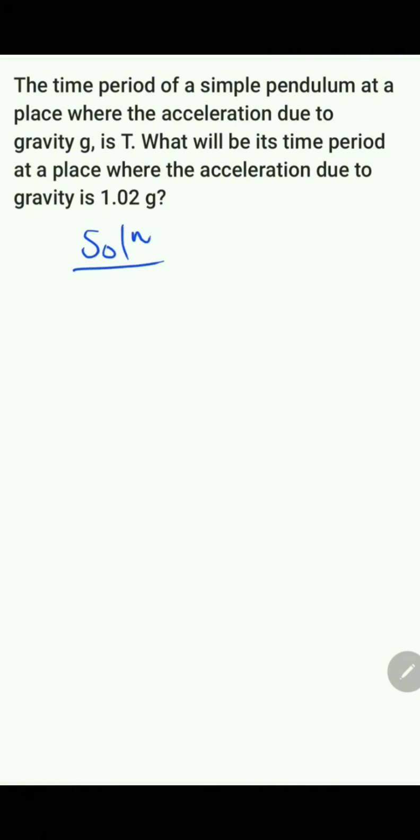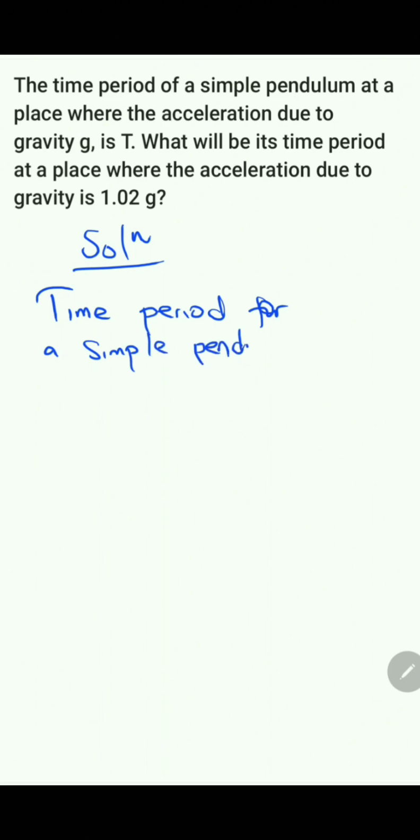Alright, so now for a simple pendulum, the time period for a simple pendulum is simply given as T equals 2 pi multiplied by the root of the length divided by acceleration due to gravity. Okay, so this that we have is simply the time period when the acceleration due to gravity is g. That's based on what we have in the question.